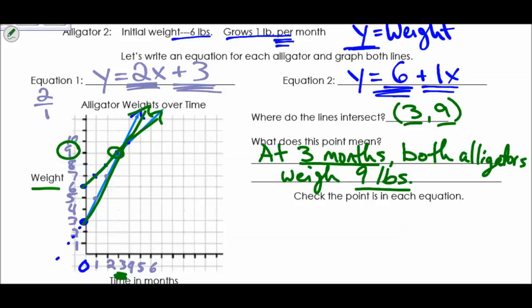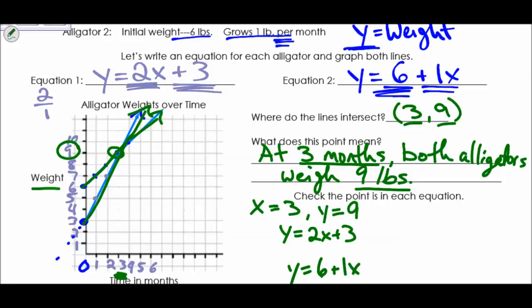I want to check to make sure that that point actually works in both these equations. So I'm using the point 3, 9, and I'm going to plug it into both of my equations: y equals 2x plus 3, and y equals 6 plus 1x. I'm just going to plug in the x and make sure I get 9 for my y. So 2 times 3 plus 3. 2 times 3 is 6, plus 3, I know that's 9, so that one's good.